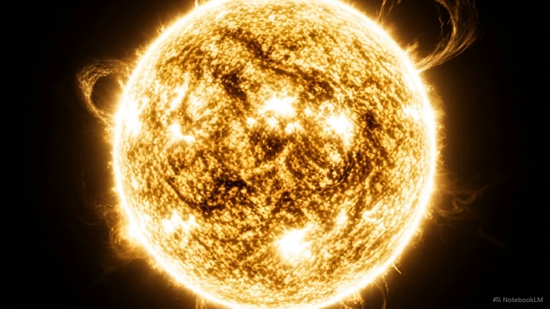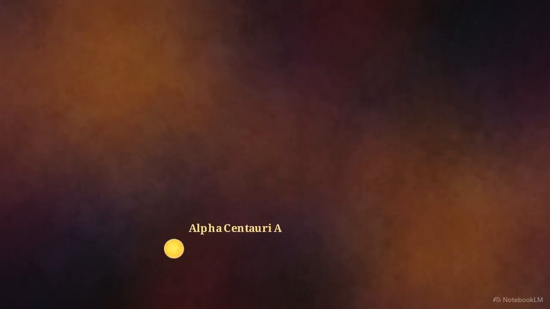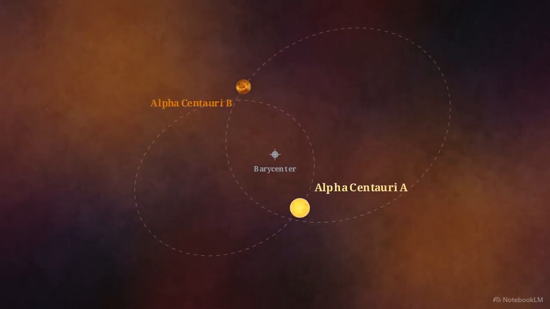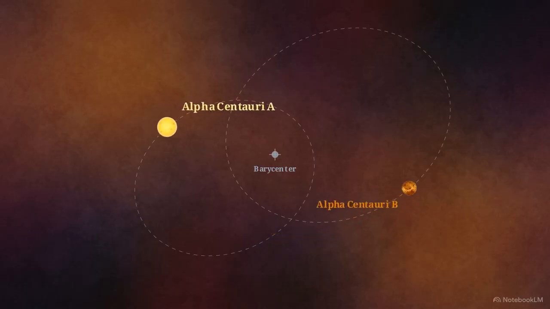We leave the brilliant giants behind and enter a realm dominated by the dim and the small. Our first stop is roughly 4.3 light-years away at the Alpha Centauri system. Here, we do find something familiar. Alpha Centauri A is a yellow star, almost identical to our Sun, tightly locked in a gravitational dance with a slightly smaller, cooler companion, Alpha Centauri B.